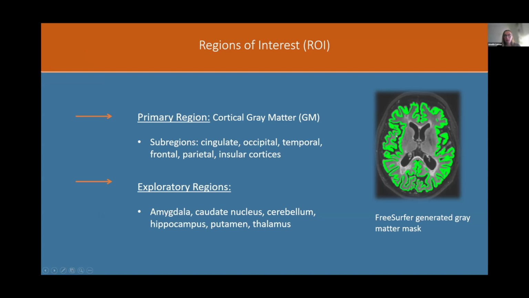And additionally, because this is the first time that the synaptic density in MS is explored in the entire brain at once in in vivo imaging, we defined some exploratory regions to see what goes on in the other areas of the brain. And therefore, we used amygdala, caudate nucleus, cerebellum, hippocampus, putamen, and thalamus, without further subdividing those areas.